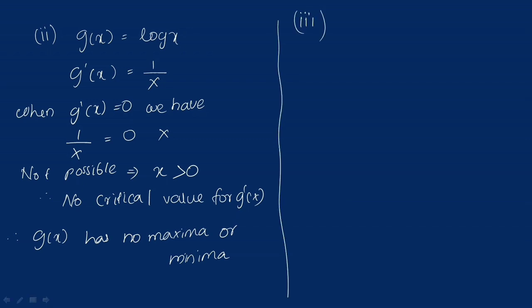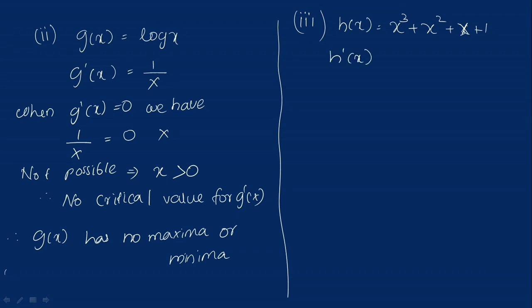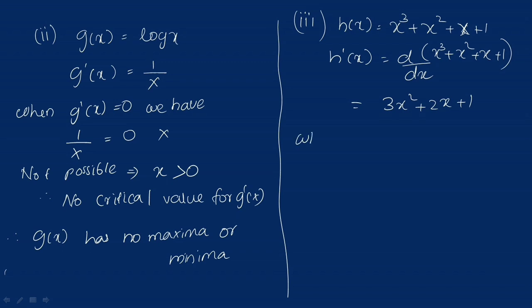Third question, that is h of x is equal to x cube plus x square plus x plus 1. Now what is h dash of x? That is d by dx of x cube plus x square plus x plus 1. What is d by dx of x cube? That is 3x square. D by dx of x square, that is 2x. D by dx of x, that is 1. D by dx of 1, 0. So we have h dash of x, that is 3x square plus 2x plus 1.